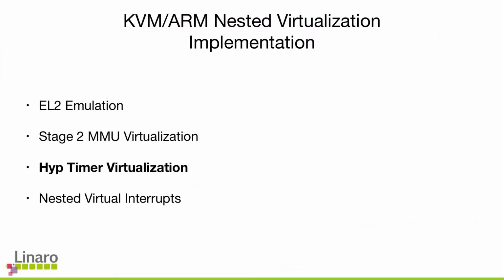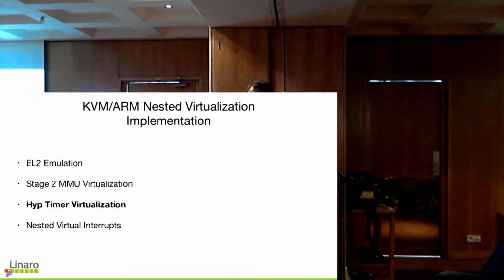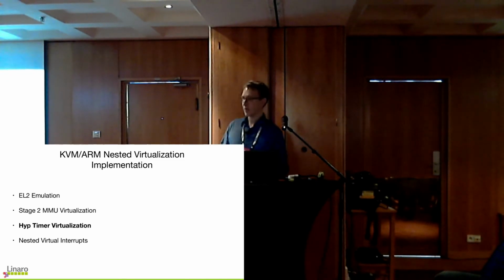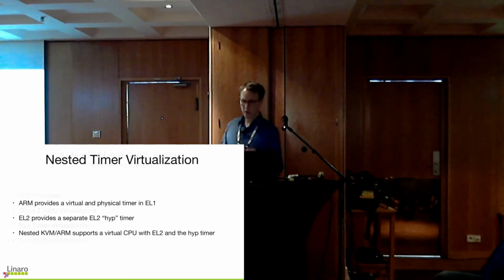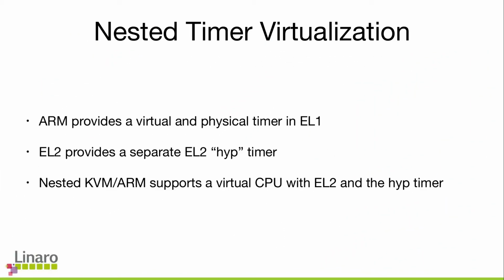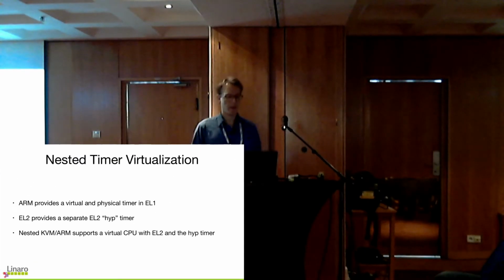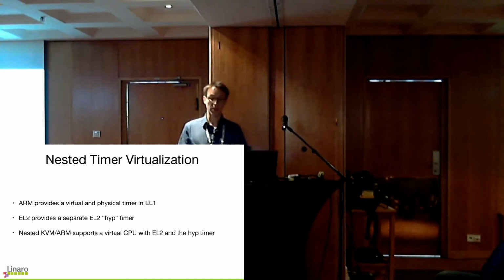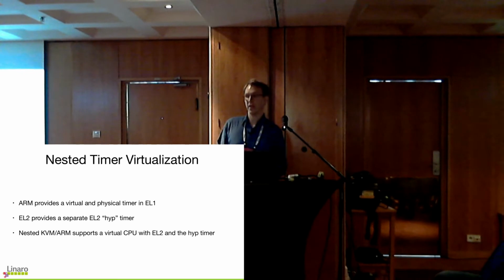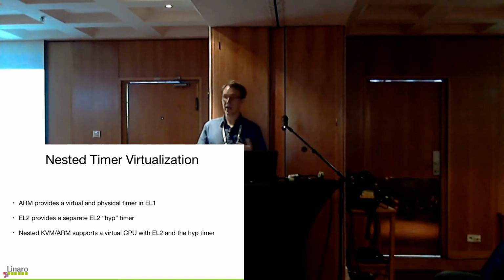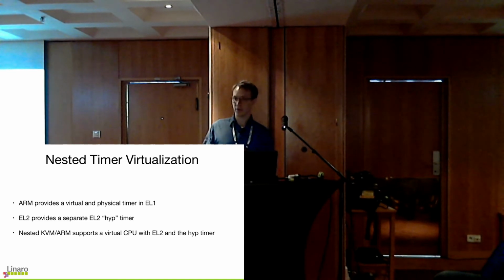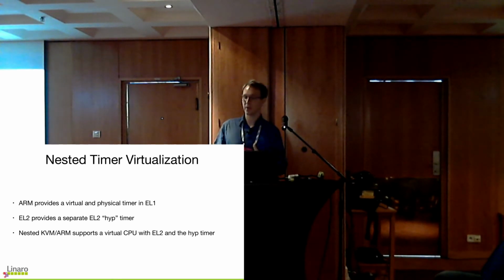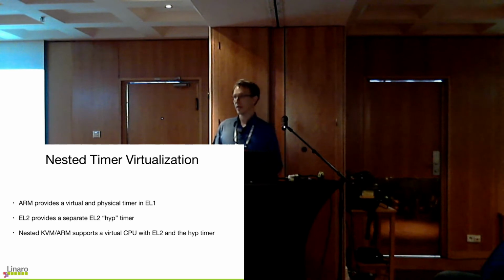Okay, so that was shadow page tables for stage 2 MMU virtualization. We also need to give the guest a hypervisor timer. ARM provides a virtual and a physical timer in EL1, which is what we normally give to a VM. EL2 has its own timer called the hyp timer, and now when we tell the VM that it also has EL2, you also need to give it a hypervisor timer. We don't have an additional timer to give it in the hardware, so what we do is we multiplex the hypervisor timer onto the timer that the host hypervisor uses and emulate it in software.